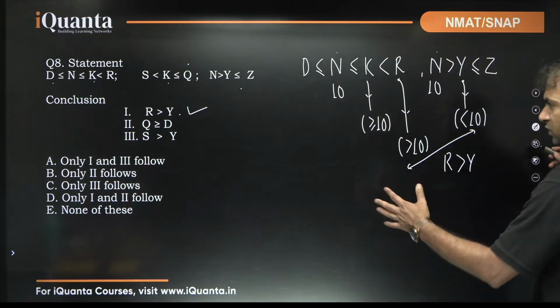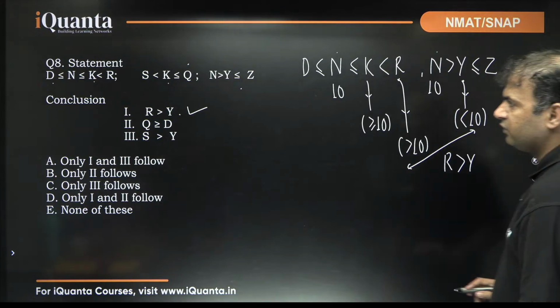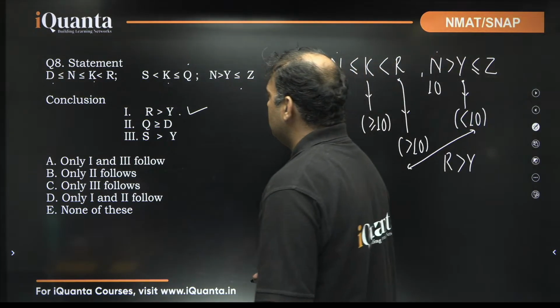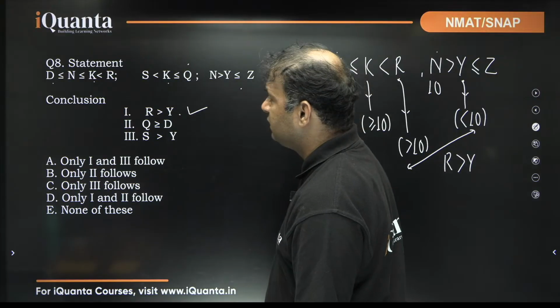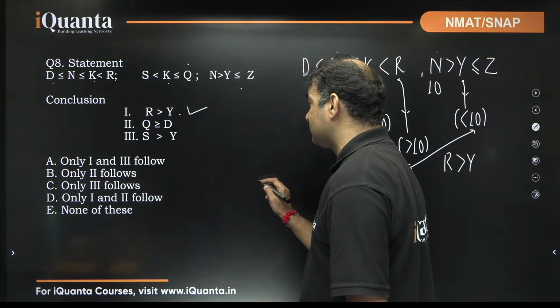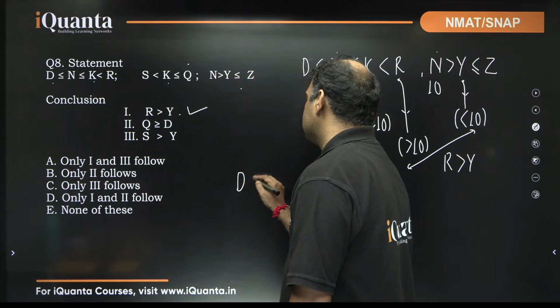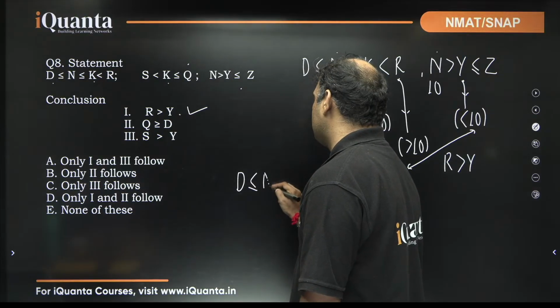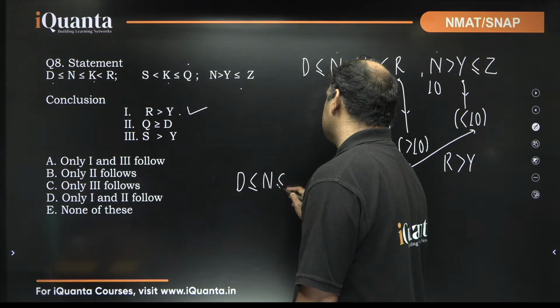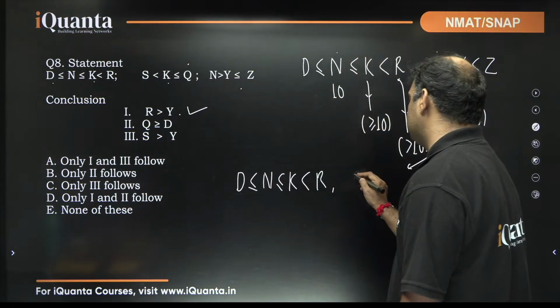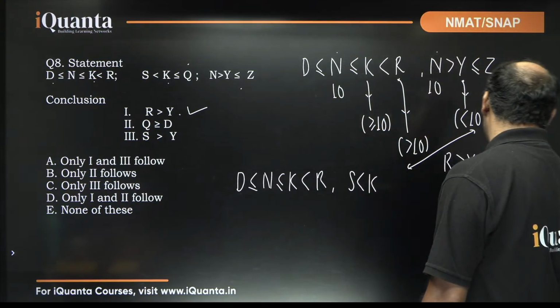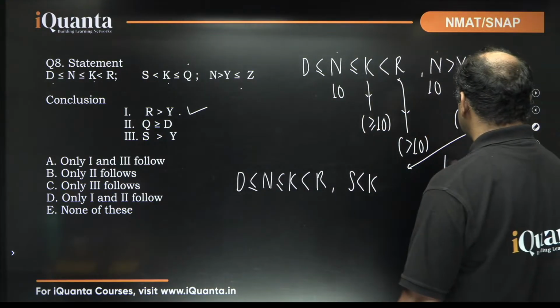Alright, conclusion 1 I'm sure is clear to all of you. Now talk about conclusion 2, connecting Q and D. Q is in statement 2 and D is in statement 1. So we have to connect statement 1 and 2 now. They are saying in statement 1 that D is less than or equal to N, N is less than or equal to K, and K is less than R. Statement 2 is that S is less than K, K is less than or equal to Q. Alright.